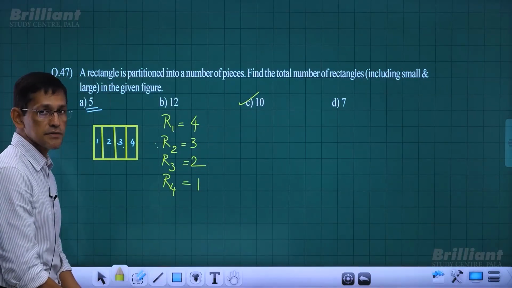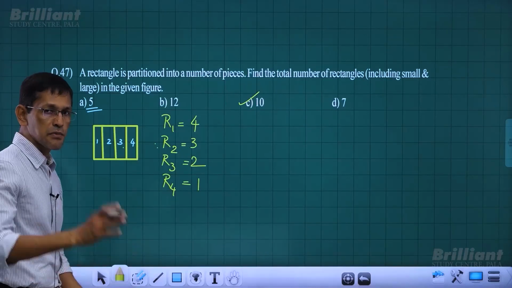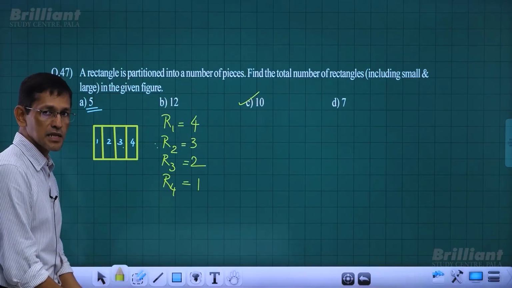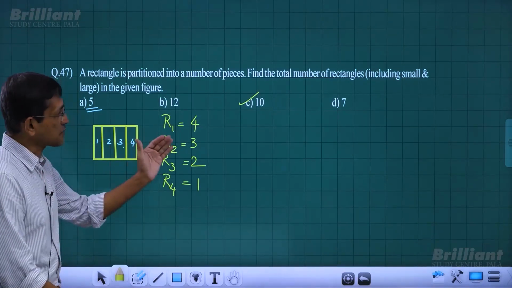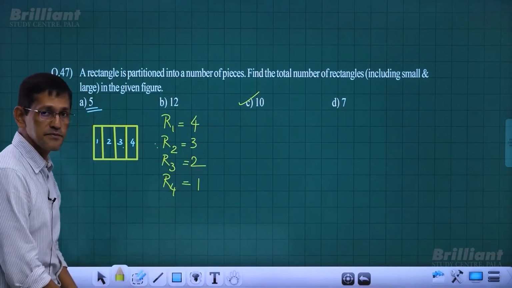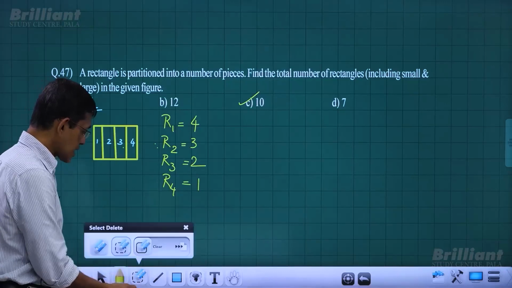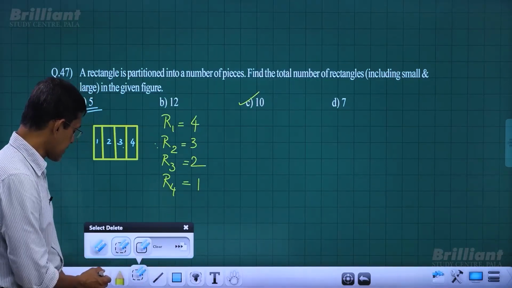10 rectangles are there. I'm pretty sure many of you got that answer in the beginning itself, but some of you got the answer 5 in the beginning. Now it's time for you to change the answer to 10. Okay, so we'll take a similar question here, slightly different.